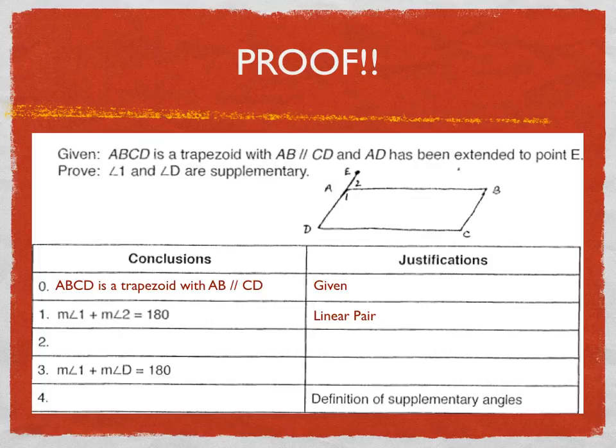Alright, now for line 2, you don't have anything. Yeah, we do. Corresponding angles. Oh, well, you have corresponding angles. So that's going to be our justification.